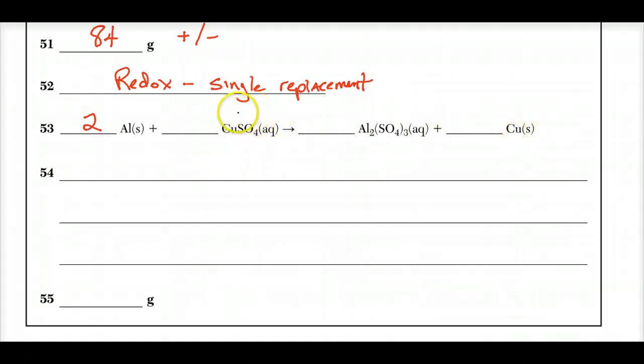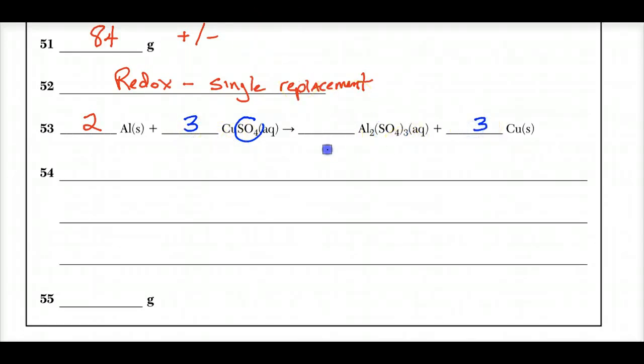Now I'm going to keep the sulfates together. Since I have 3 sulfates here, it's a little trick we use, not really a trick, but when you're balancing polyatomic ions, a nice, easier way to balance is by keeping the polyatomic ions together. So there's 1 sulfate here, and I have 3 sulfates here. So to balance that, I'm going to put a 3 here. That gives me 3 coppers, and I'm balanced.